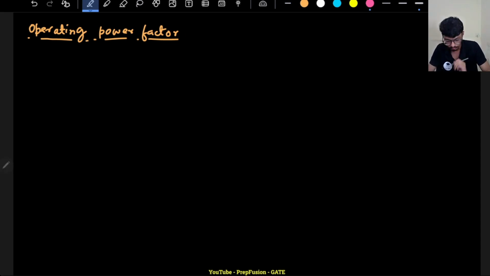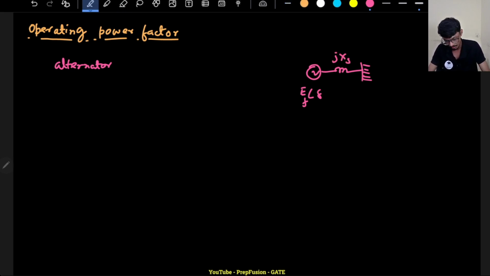Let me draw the phasor for different power factors, and then I will discuss how I can derive the expression. Let us first discuss the alternator. This is my circuit diagram. The generator will deliver EF angle delta to the infinite bus. By default we will be discussing the infinite bus. We generally avoid case 1. Mostly we discuss case 2 only, because that is the most practical case. We will connect our generator to an infinite bus.